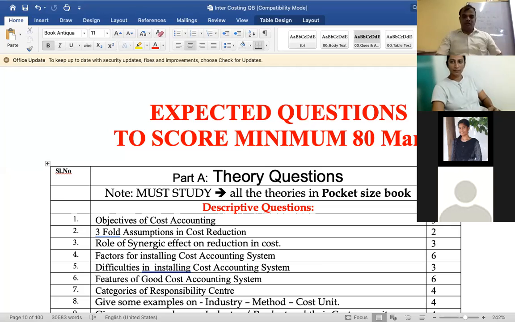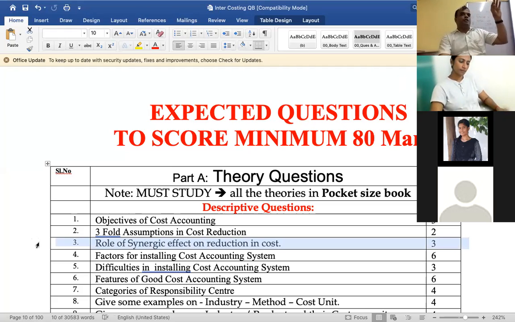Next, synergy effort in cost reduction. When 2 or more products are produced together, you know what is called a synergy effort? Combined. You want to produce more than one product. Total cost of production of more than one product should be less than the total individual cost of each and every product. For example, I am producing product A.